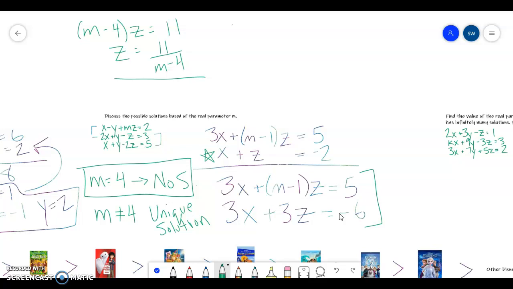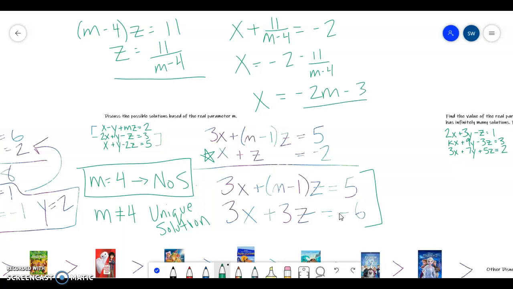So if we get that, then we get x plus 11 over m minus 4 equals -2. So x equals -2 minus 11 over m minus 4. Real fast, if we wanted to do a common denominator, you can do this on your own. Let me do it in my head real fast. That would be -2m plus 8, so minus 3, all over m minus 4.